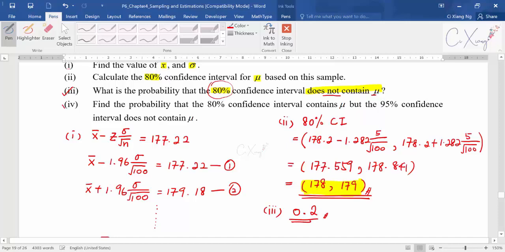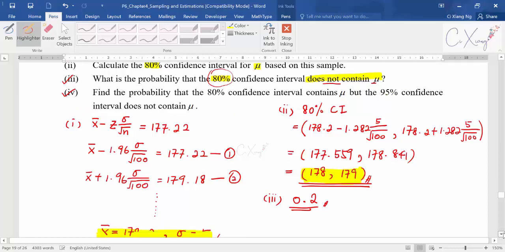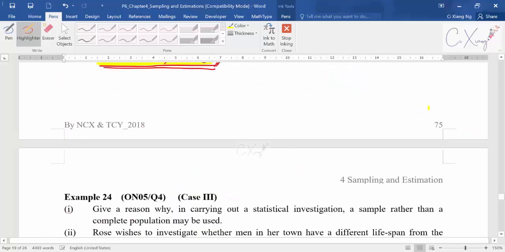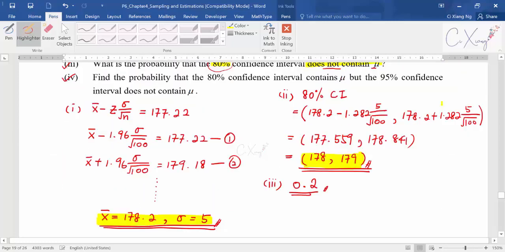Okay, then for part number 4, also an understanding question, something about concept. Find the probability that the 80% confidence interval contains mu, but the 95% confidence interval does not contain mu. Okay, so for this one I think we need to do some simple imagination. Let's say this is the mu that you have.